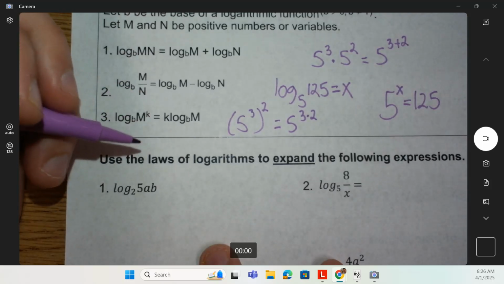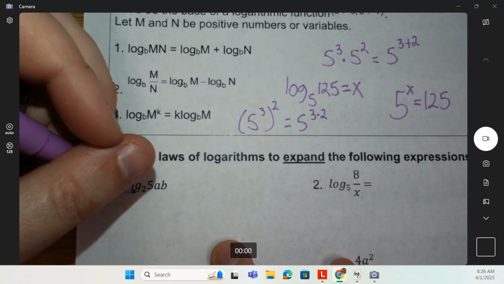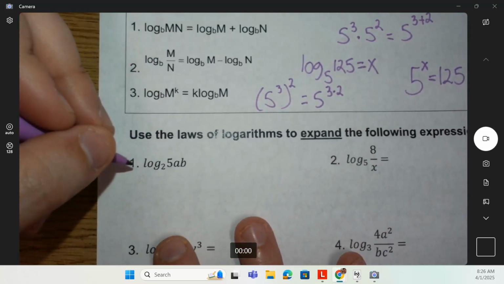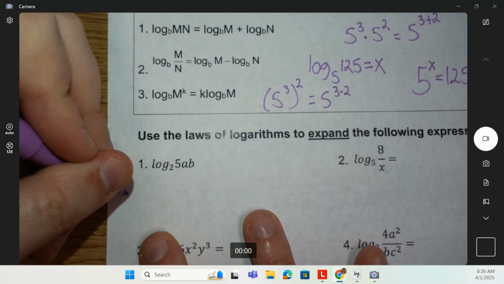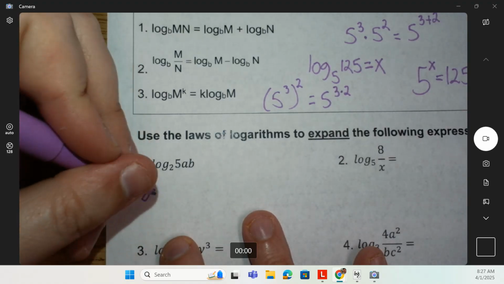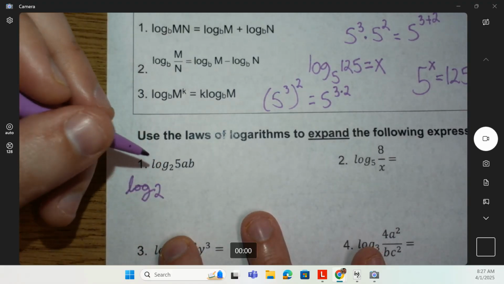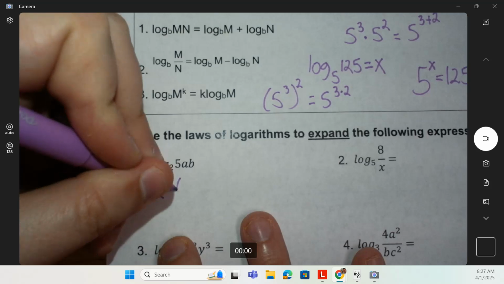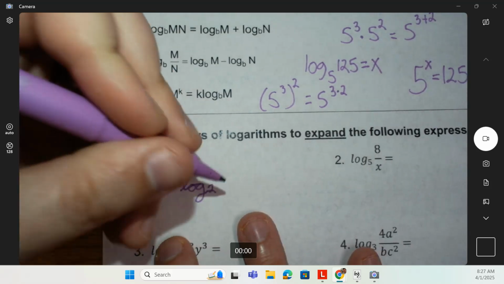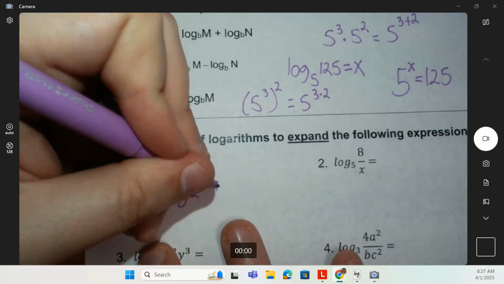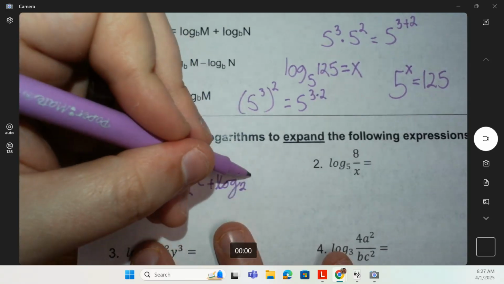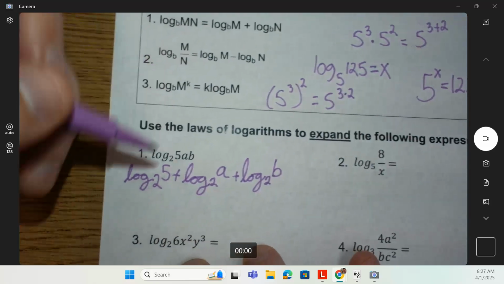On my first one, it's log base 2 of 5 times a times b. So everything's being multiplied together, all the same log value. I've got to remember to write these logs in cursive, that way they separate a little better. So log base 2 of 5 plus log base 2 of a plus log base 2 of b. So that would be mine.